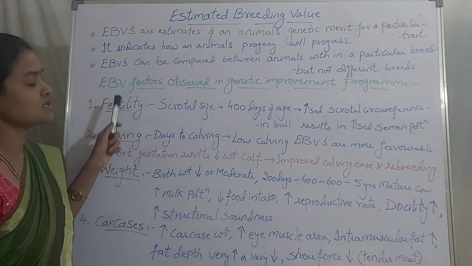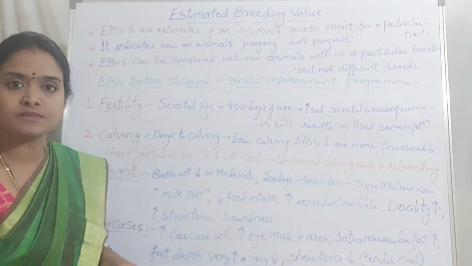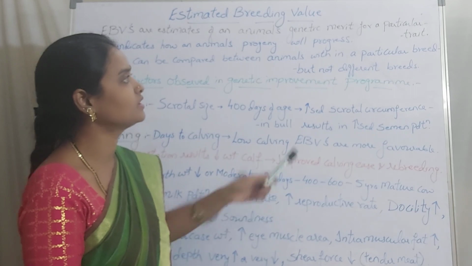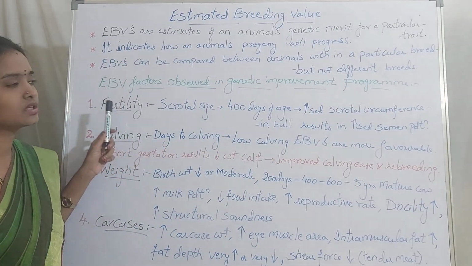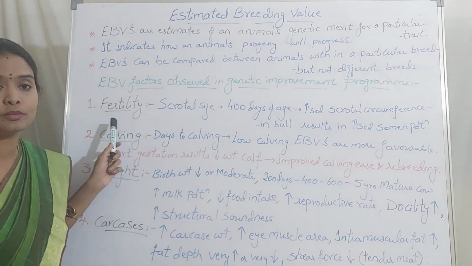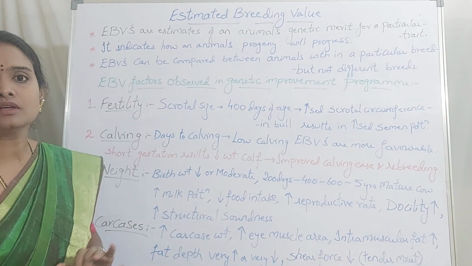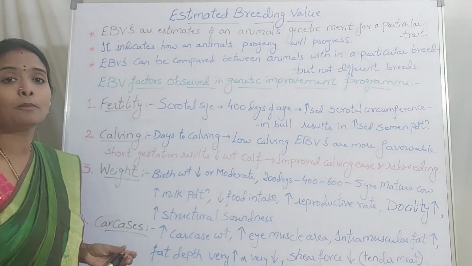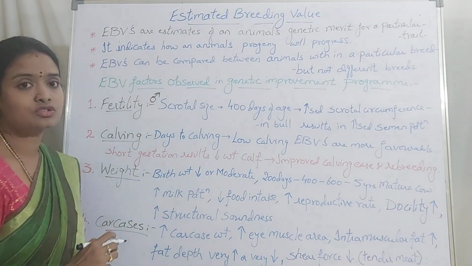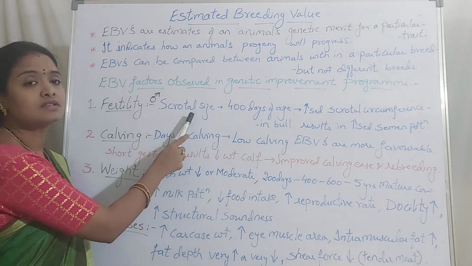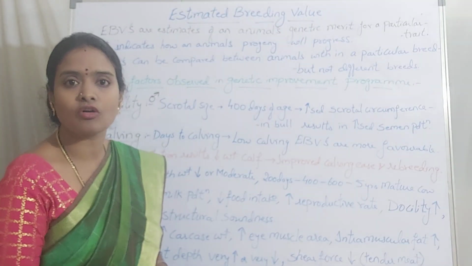So here let us see what are the factors, right? What are the EBV factors that must be observed in the animal in order to give it a merit? So the first EBV factor for the genetic improvement program is fertility. So fertility, you are mainly going to check in the male animals or the bulls, right? In the male animals you are going to check the scrotal size. At what age are you going to check that? It is at 400 days of age, right?